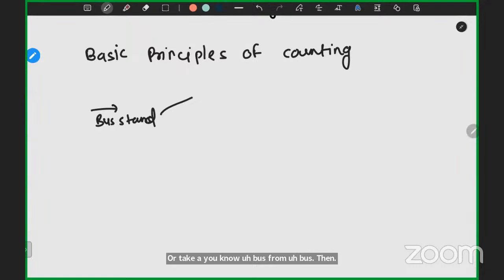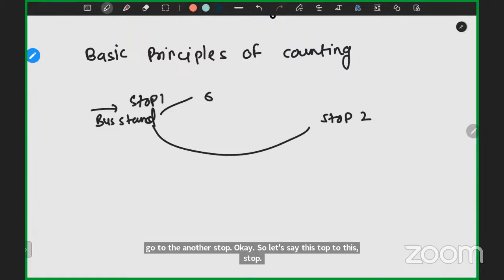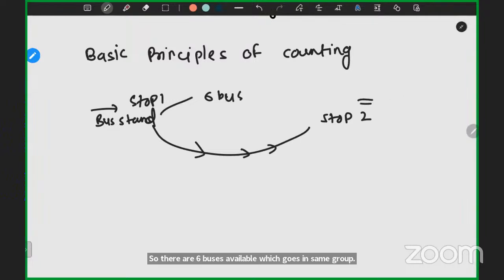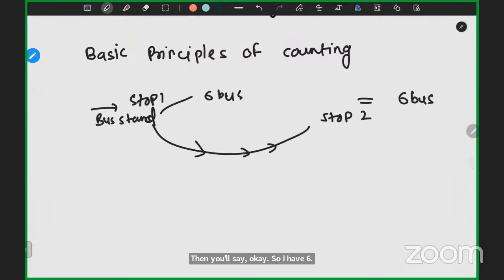Let's say a route is there, and there are six available buses. Six buses available, same route, nothing different. I mean, the buses are different, that's all. If I ask you how many ways you can go to another stop, let's say from stop one to stop two, there are six buses which go on the same route. In how many ways can you go? Then you'll say, okay, I have six choices. Six buses, the same thing, nothing different.